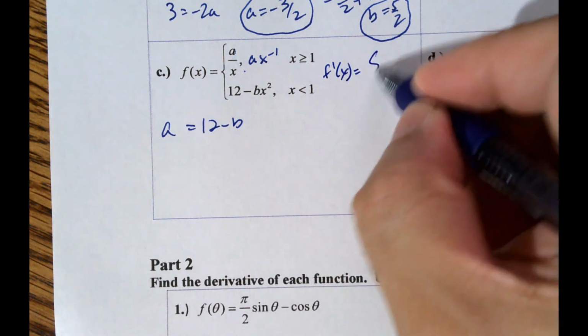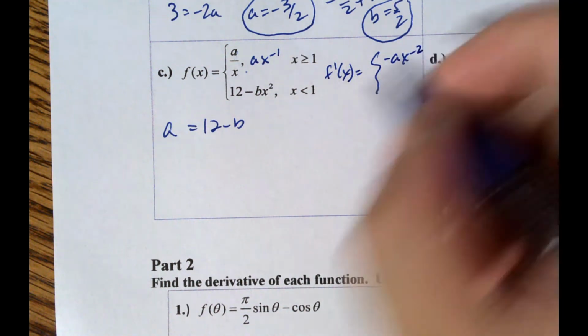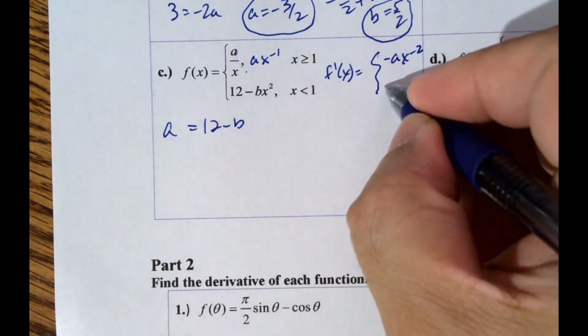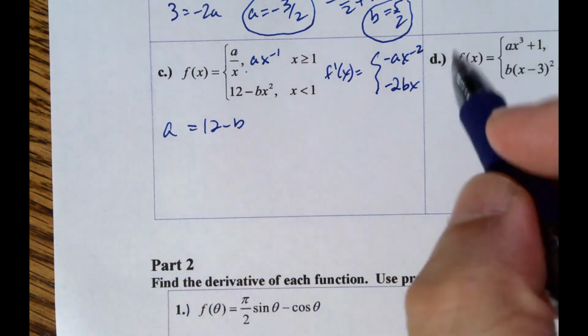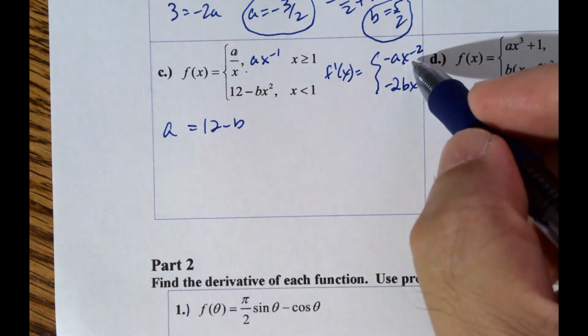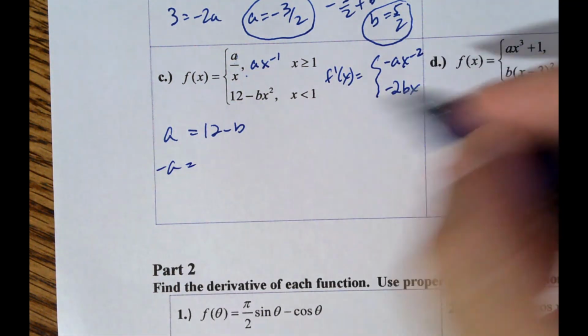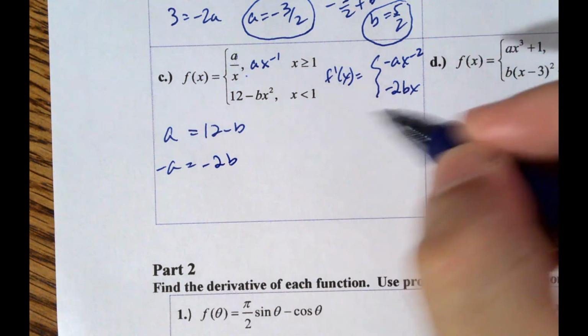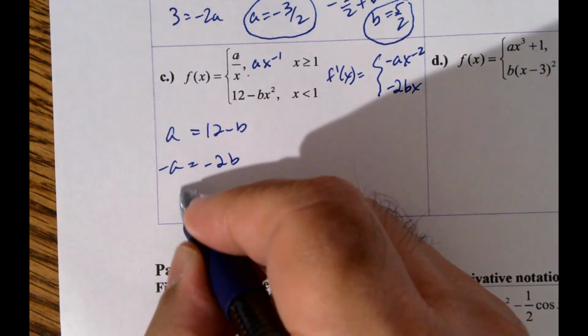That's going to be, so power rule, negative a x to the negative 2 and negative 2bx. Okay. Plug in the ones again. So plug 1 in there, so it's negative a. Plug 1 in there, you get negative 2b. Okay, so let's clean this up a little bit. So that's a equals 2b.